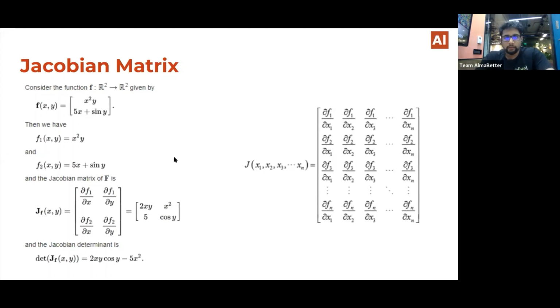Okay, so there is one more concept, which is the Jacobian determinant. If you can find the Jacobian matrix, you can also find the Jacobian determinant. It's nothing but you multiply these two and take the difference with the product of these two, right? So this is the Jacobian determinant.